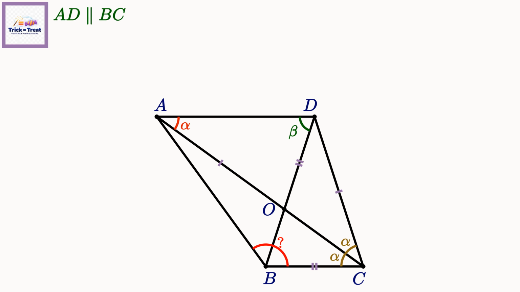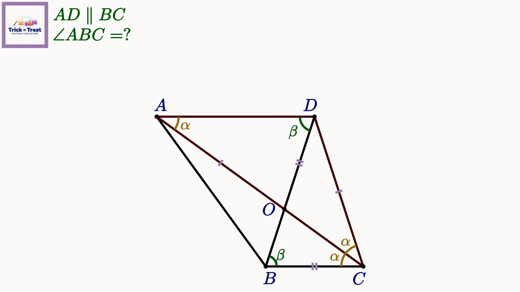Step 2. The parallel slide. Because AD is parallel to BC, we can use the magic of alternate interior angles. They slide across the transversal line like a mirror reflection. Angle OAD is identical to angle OCB, and thus is equal to alpha. Angle OBC is identical to angle ODA, and thus is equal to beta.